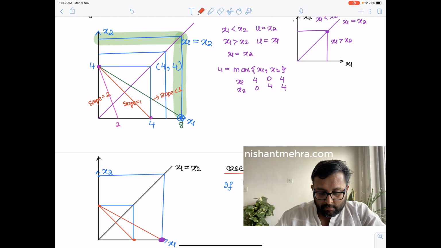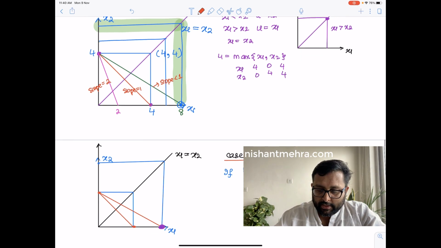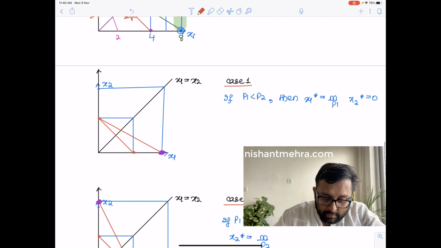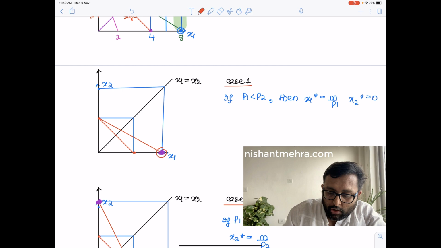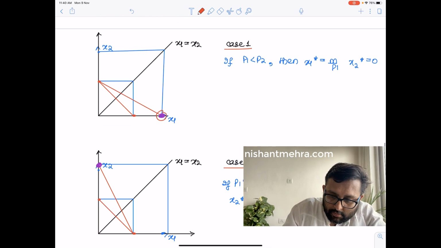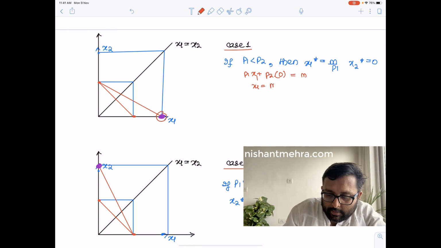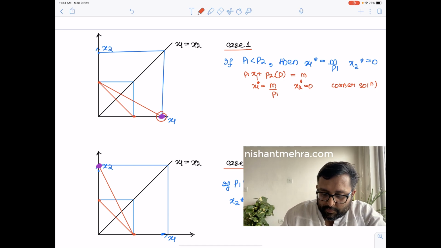We have done the case when slope is less than 1, right? What are you doing? You're consuming here. And when you're consuming here, you mean what? P1x1 plus P2x2, or P1x1 plus P2·0, is equal to m. So x1 is m by P1, or x2 is 0. It's a corner solution. Case 2.